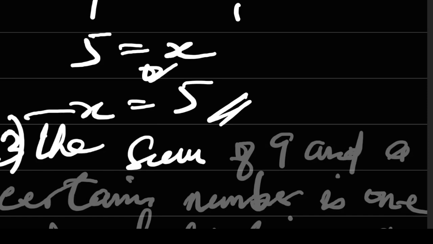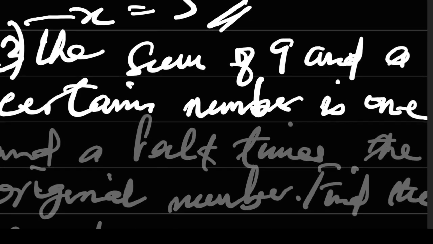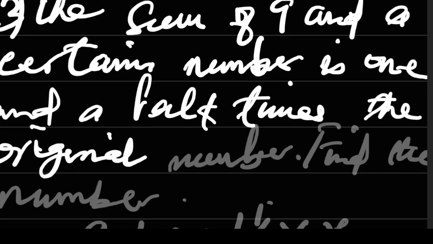The sum of 9 and a certain number is 1.5 times the original number. Find the number.